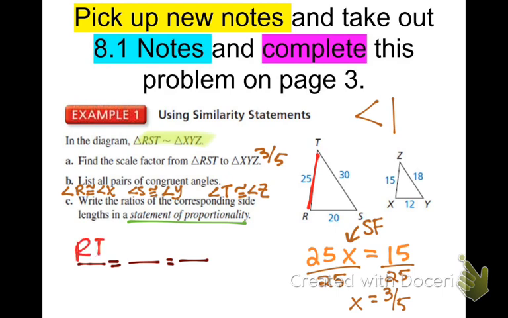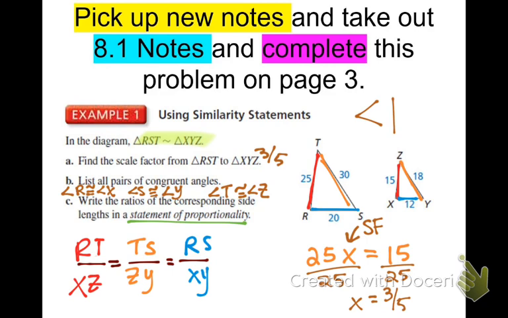RT over what letters? XZ. And then ZX. You just have to flip both of them. Sure, TS, and then ZY, you're right. TS over ZY. And then the last one, if we did RS over XY. That'd be XY. If you did SR, you'd have to do YX.